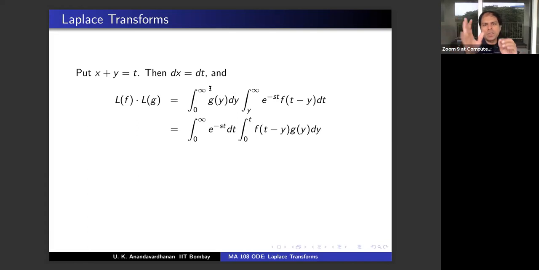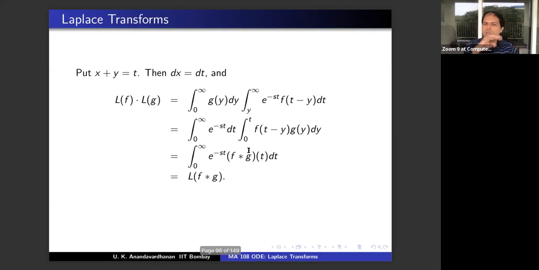And then what you do is you change the order of integration. t going from y to infinity and y going from 0 to infinity will be the region above that triangular region along x equal to y. So there you do t going from 0 to infinity and y going from 0 to t. So the order has changed. And that is e power minus st times what you see. The remaining thing is exactly f star g. But what is this? This is L of f star g. So it's an easy proof.